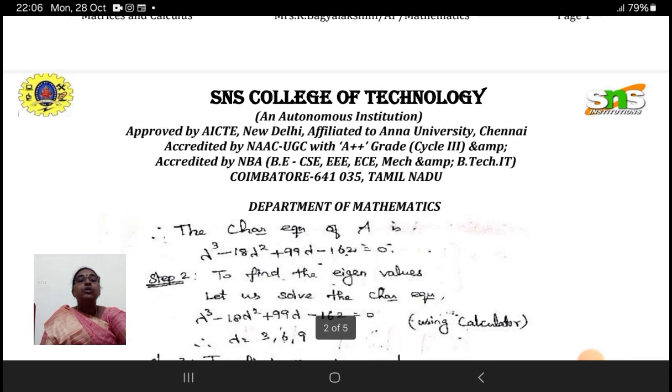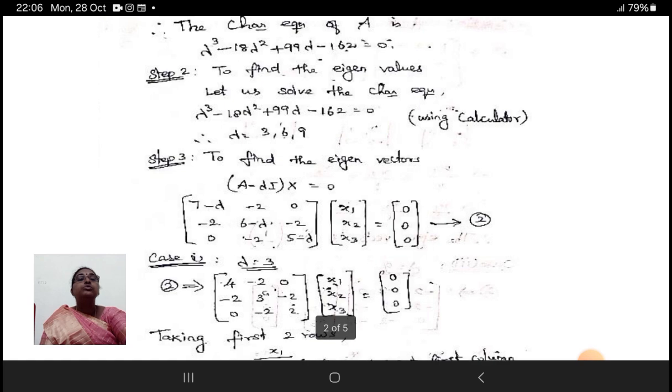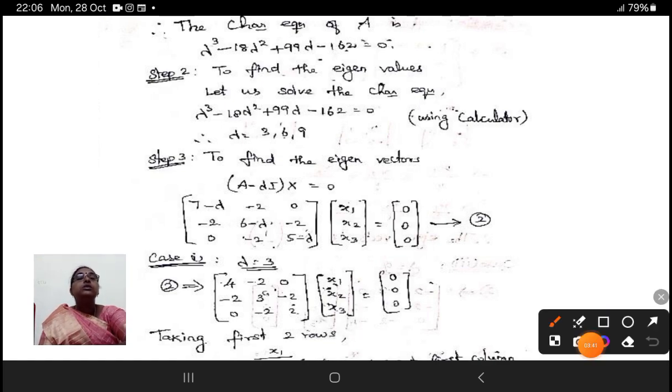So now we have all the 3 values. Now we can substitute c1, c2 and c3 in this equation. After that we get the equation lambda cube minus 18 lambda square plus 99 lambda minus 162, where the 162 we wrote here.